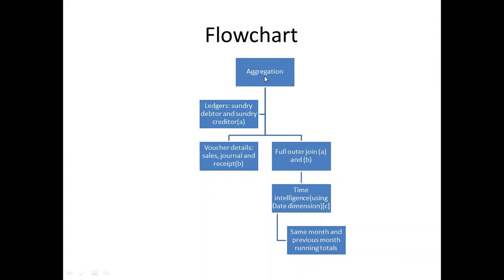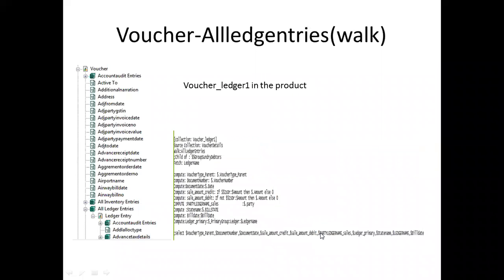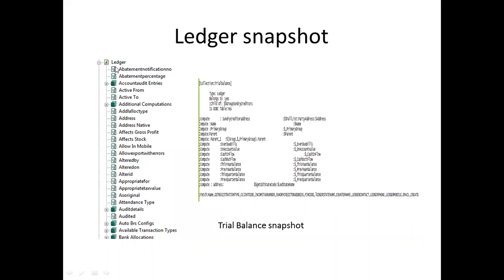Again, the flowchart we have here is aggregation: look at sundry debtors and sundry creditors, look at voucher details, do a full outer join between A and time intelligence using C, and then the same month and previous month running totals. For all your existing clients, we have already given you this. The voucher underscore ledger one collection is where you are walking down from voucher to all ledger entries. Right. So we are going to be using that. This is already available, and then we will be using the ledger snapshot.